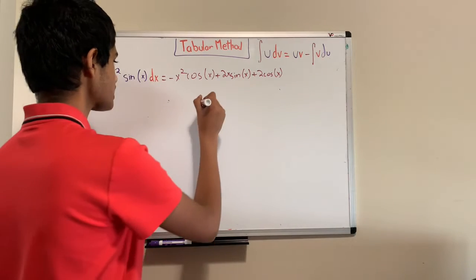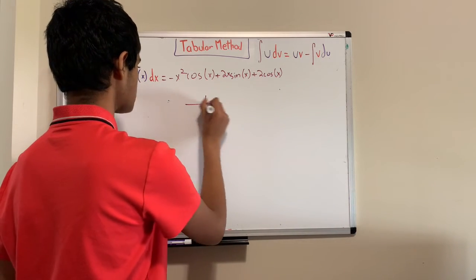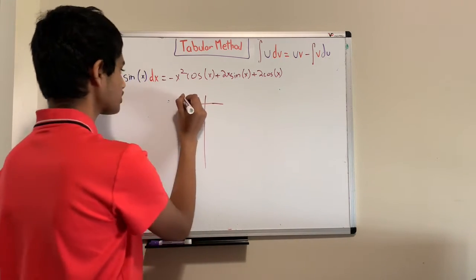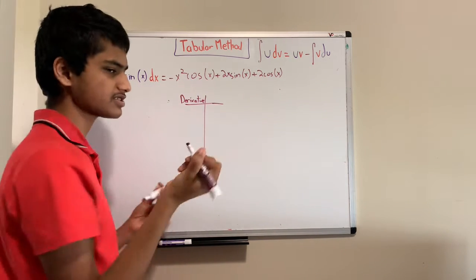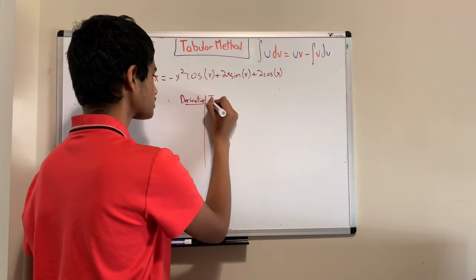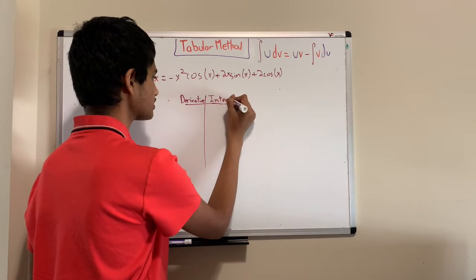So what we're going to do first is draw a few columns. On this side, we're going to write derivative. And if you want to abbreviate that in some way, that's fine. And on this side, we're going to write integral. And again, you can abbreviate this.